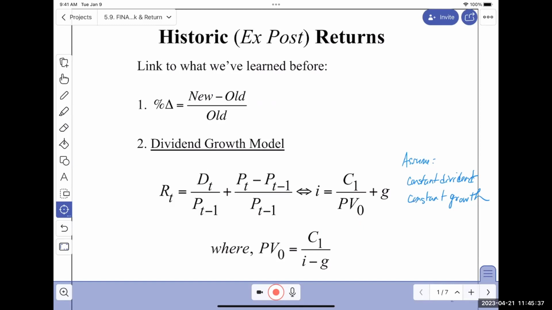If I have a constant dividend and a constant growth, then I have a constant interest rate or constant return. So with these assumptions, that's where this formula comes from. So this one that we worked with is a more specific version of this, with certain assumptions. So this is the more general formula for returns. This is more specific with assumptions. This is more general, the most general you can get for stock return.